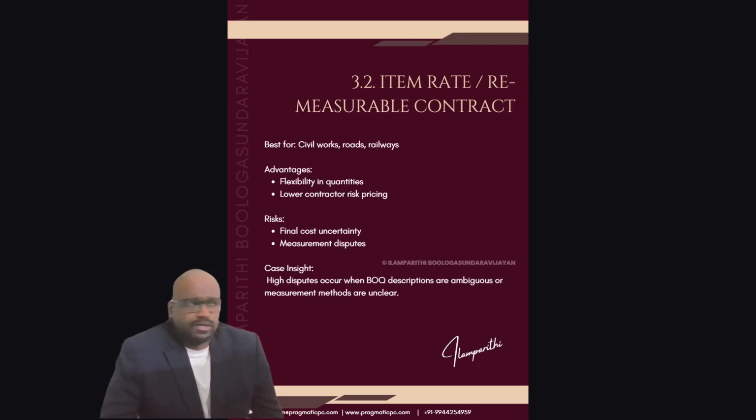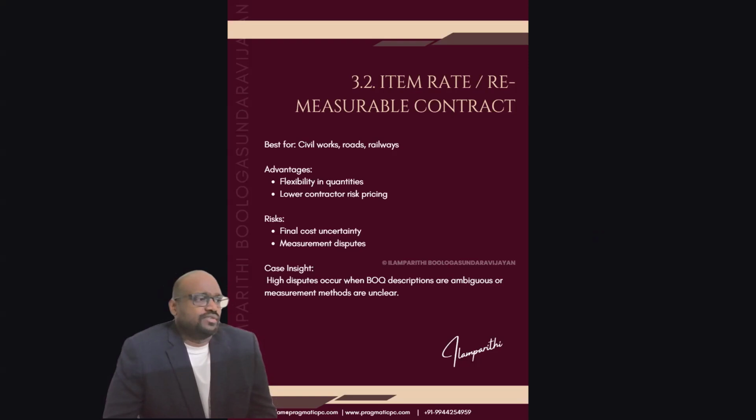Item rate or remeasurable contracts. They're usually best for civil works, roadways and railways, where you don't need a highly complex design or where you don't have the high technical expertise to handle it. The advantage is flexibility in quantities. If the quantities increase, we can handle it. And there is lower contractor risk pricing, so there are no additional contingencies being added for the PVPCs.